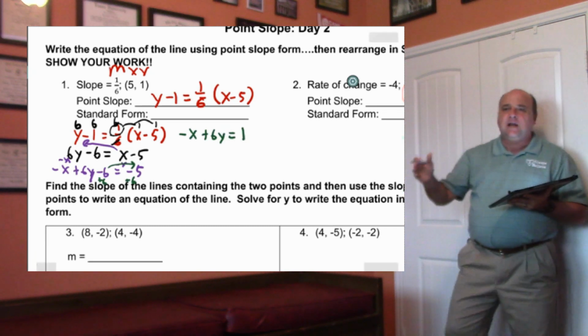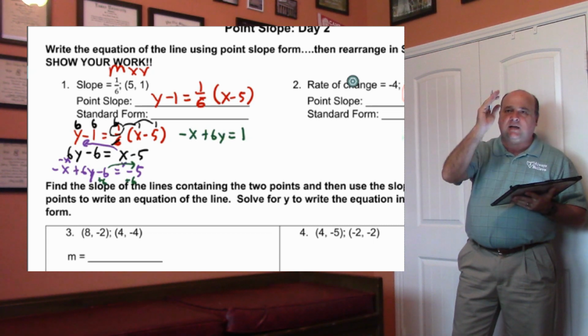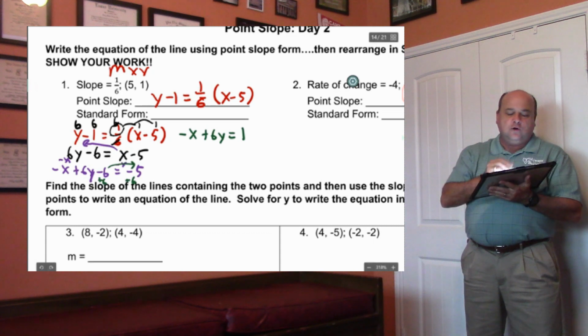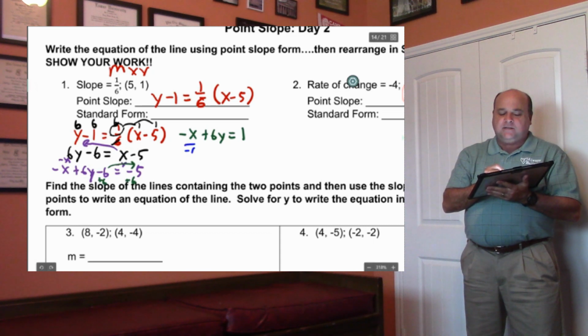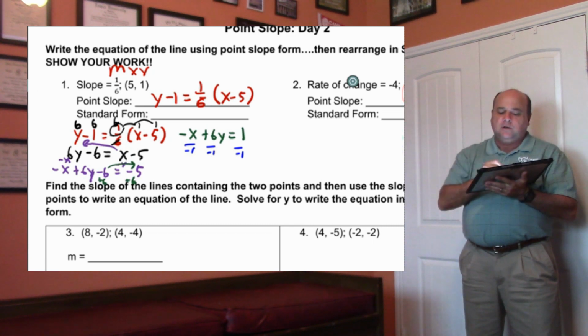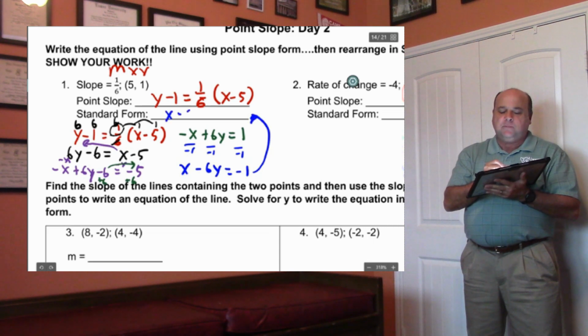Now, in standard, the x cannot be negative. So if you solve it and you have a negative x, you're going to flip every sign. Basically, you're dividing by negative 1. Every sign gets flipped. So you'll have x minus 6y equals negative 1, and that's going to go right here. x minus 6y equals negative 1.